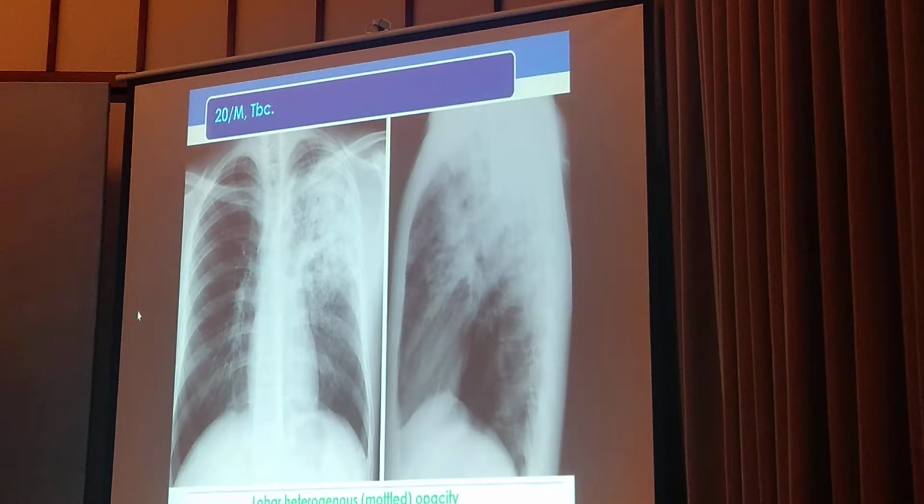In contrast, this case shows a large area of consolidation with lobar distribution on the left upper lobe, but the density is not homogeneous. It shows heterogeneous, mottled opacity on the left upper lobe. So inhomogeneous opacity usually means tuberculosis, not pneumonia.